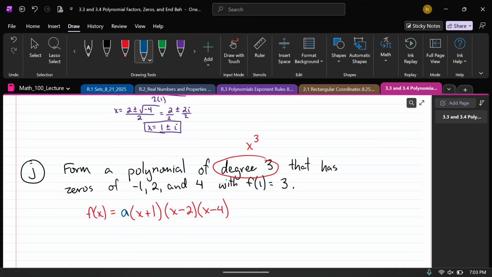Okay? We're going to use this to find a. Okay? So I'm going to find a before I start multiplying all this together. Okay? So in this notation right here, the 1 is an x, the 3 is the y. So I'm going to set up an equation. I'm going to replace the f of x with 3. I'm going to replace all the x's with 1.